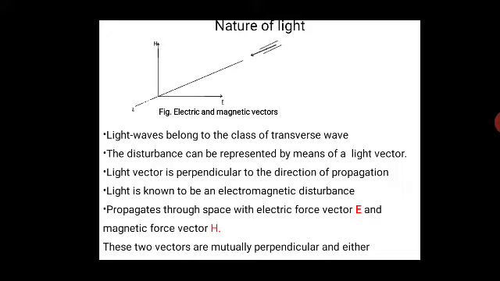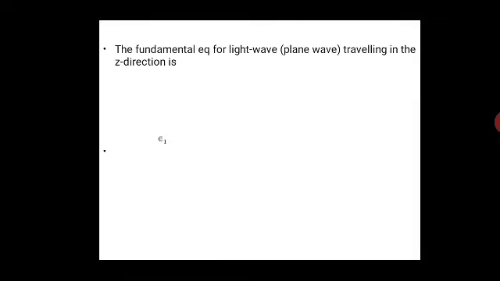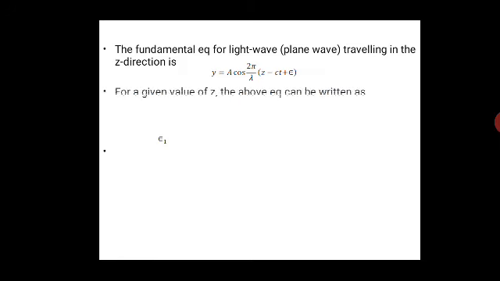So these vectors, as I told, are mutually perpendicular to each other. Now we need to determine the fundamental equation for a light wave which is traveling in the z direction. Let y is equal to a cos 2 pi by lambda (z minus ct) plus epsilon. That was the previous one from the light source; we have taken the equation.